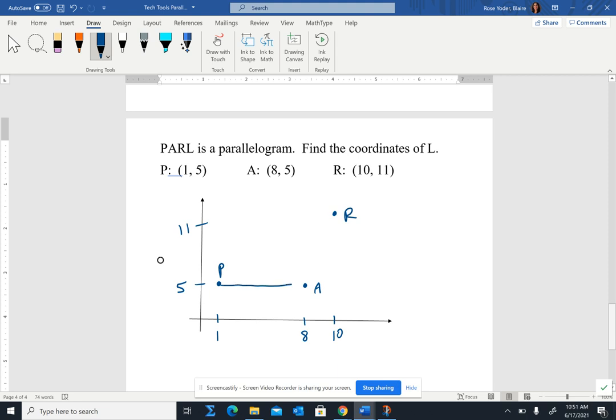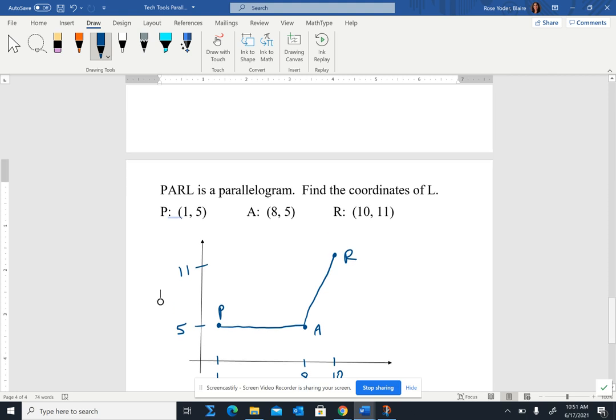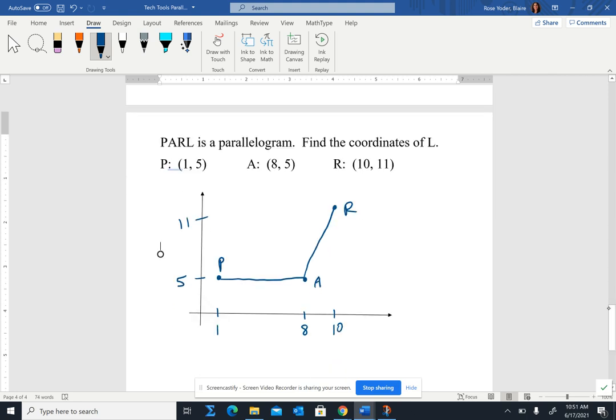So I'm going to connect the points that I did plot, and then I can kind of tell where my L needs to be in order for this to be a parallelogram. It needs to be somewhere over there. I like to complete my sketch so that I can at least come up with a good estimate. So I know one of the coordinates for sure. Let's pause the video for a moment and see if you can think about what you do know for sure about the coordinates of point L.